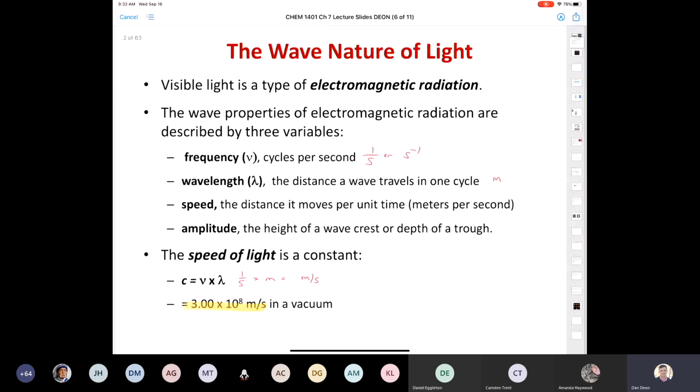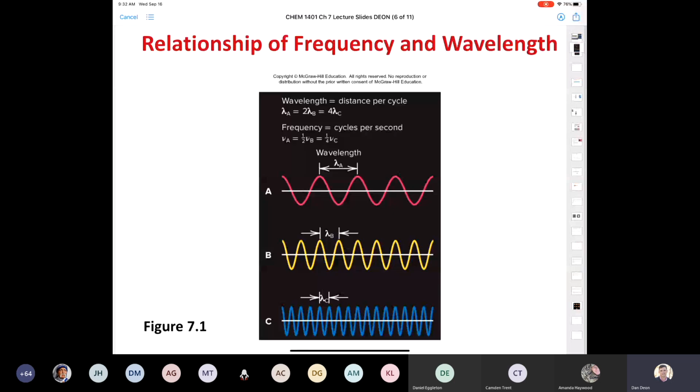All right, here we go. So here's the relationship of frequency and wavelength. You can see here that we have three different waves, A, B, and C. It says here that the wavelength, again, is the distance per cycle. The way I described wavelength was the distance between successive points on a wave. If you've ever studied physics before, you probably know that the very top of a wave like this, we call that a crest, right? And the very bottom of a wave, we call that a trough. So if we measure from a crest to a crest, that gives us a wavelength.